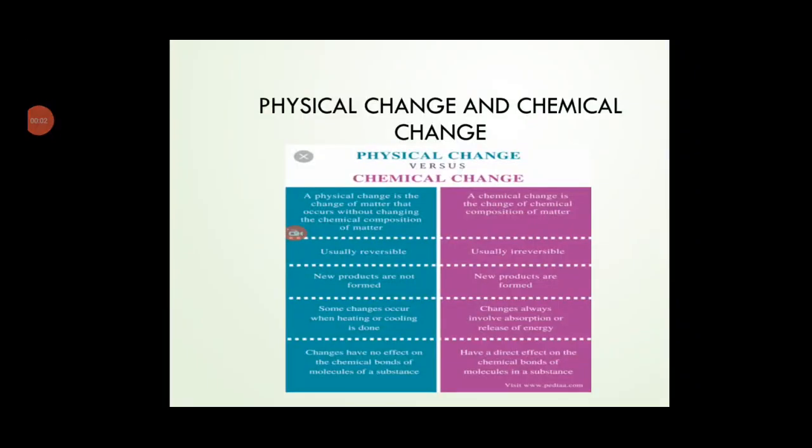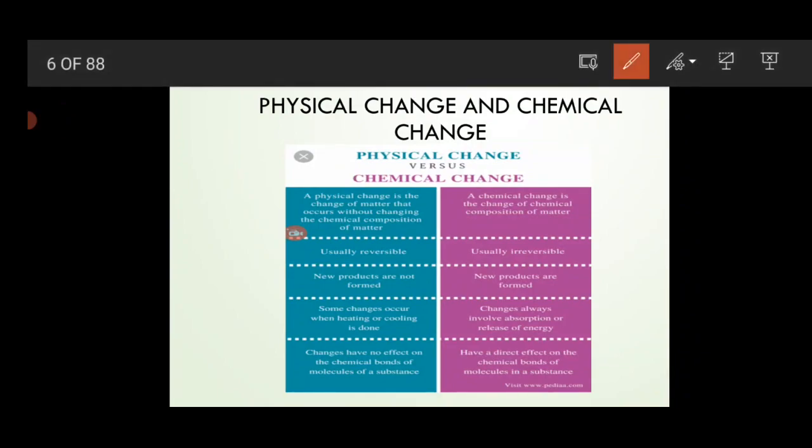Starting with the comparative study of physical and chemical change. Let's just see what is physical change and chemical change. Physical change is the change of matter that occurs without changing the chemical composition of matter. At the same time, what is chemical change? A chemical change is the change of chemical composition of matter.